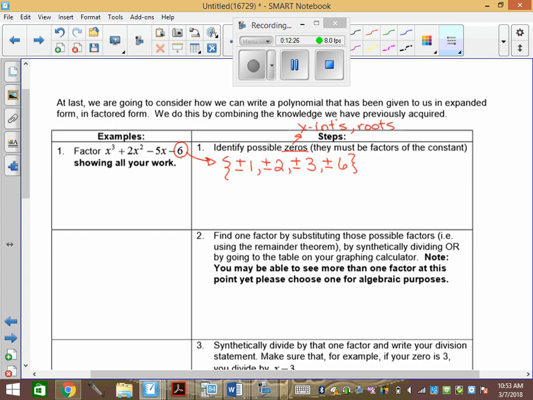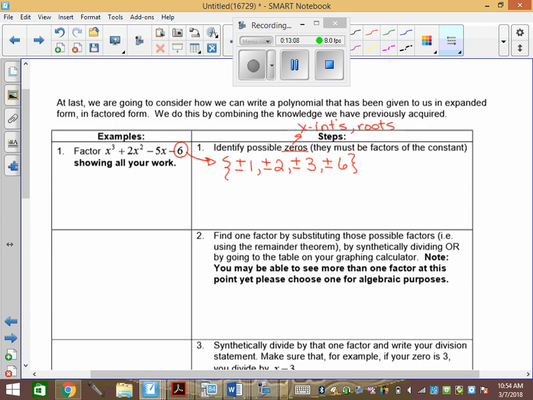Type in this cubic function. It's called a cubic function because it's cubed. It's a degree 3. So in your y equals, you're going to have x cubed plus 2x squared minus 5x minus 6. Okay, so y equals x cubed plus 2x squared minus 5x minus 6. We have that in our y equals, right?